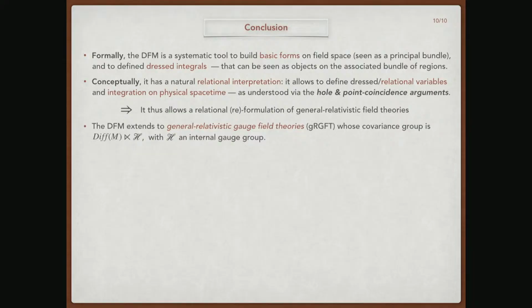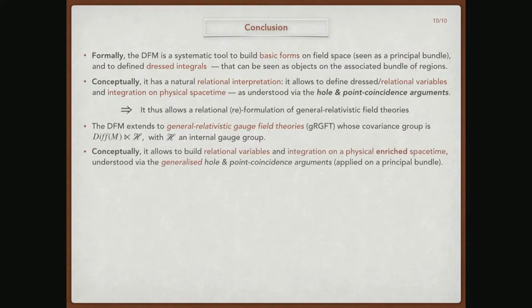This extends very naturally and seamlessly to, as I say, the full framework of general relativistic gauge field theory. You can do the same game with adding an internal gauge group. It will work pretty much the same. You just extend the field space. You extend the structure group of the field space to include an internal gauge group H like this. And it allows you to, again, build relational variables that are not only diffeo but also gauge invariant, and therefore to bypass the generalized hole-point coincidence arguments. We have described some of these in a paper with Philipp Berghofer from Graz.